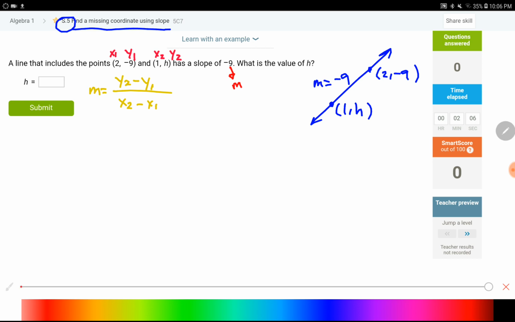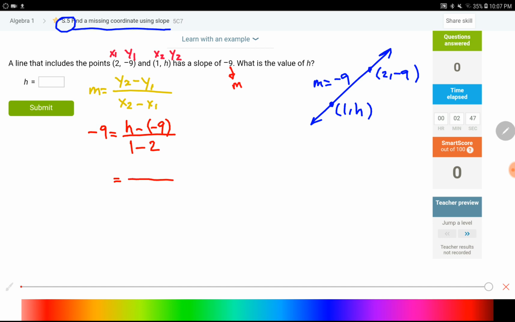M is on the left side. It is given as -9. This equals, I have a fraction line. At the top, I have y2 is given as h. It's kind of not given, but whatever. And then minus -9. I have another negative over here. In the denominator, I have x2. That number is 1 minus x1 is given as 2. All I have to do is just a little bit of organization with these numbers and operations, and then do cross multiply.